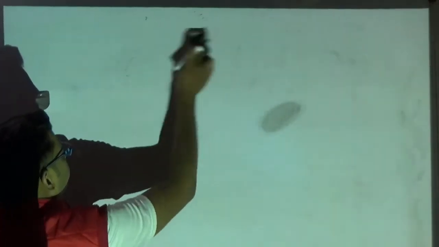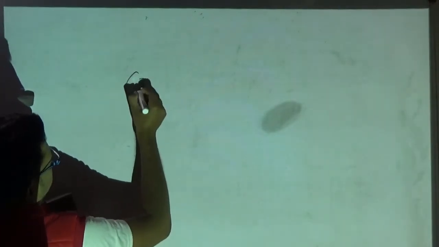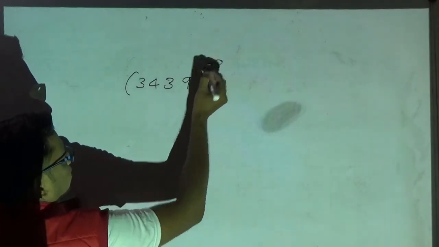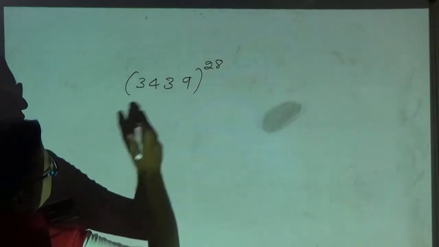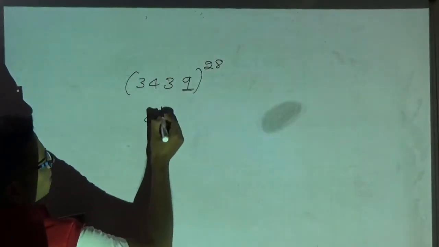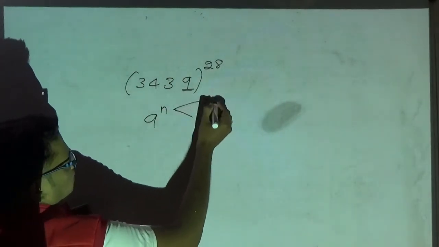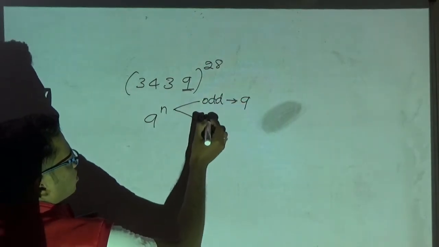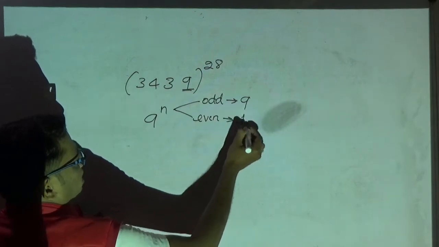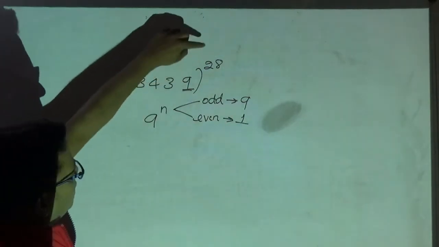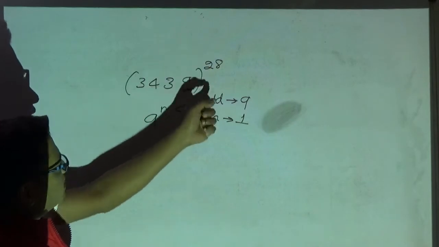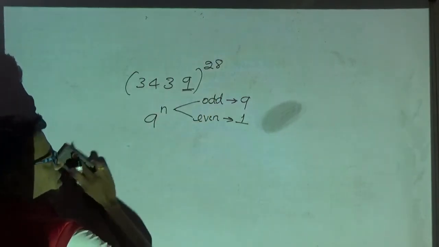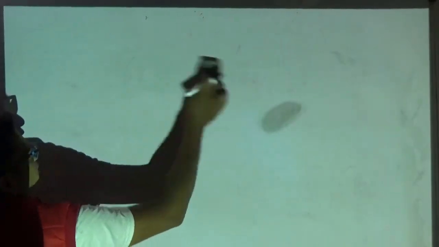Okay, another question. 3439 whole power 28. Now what is the units place of this number? 9. I told you 9 power n. If n is odd, then what will be the units place? 9. If n is even, then what will be the units place? 1. Now, in this example, power n is what? n is even. Therefore, the units place of this whole power 28 will be 1. Hope you understood. So, just like a calculator, you can get the answers.